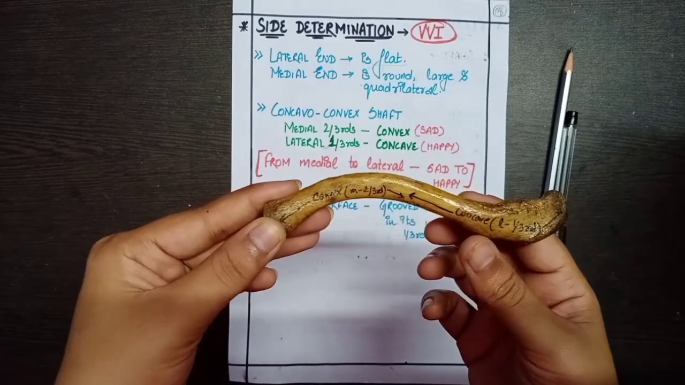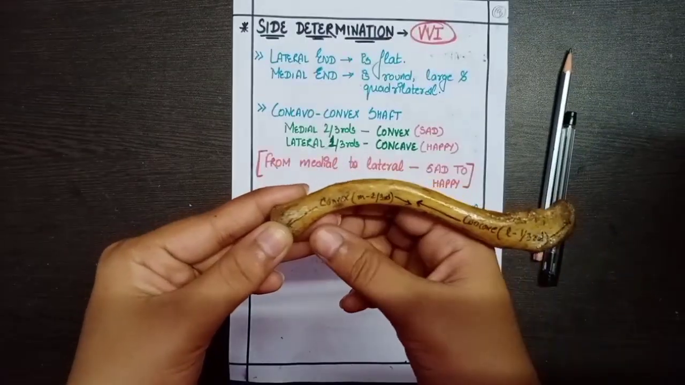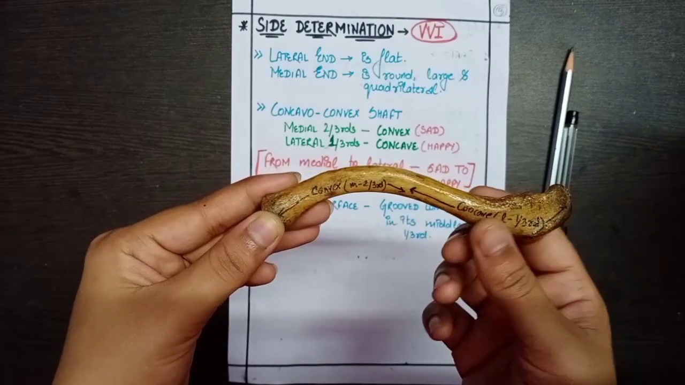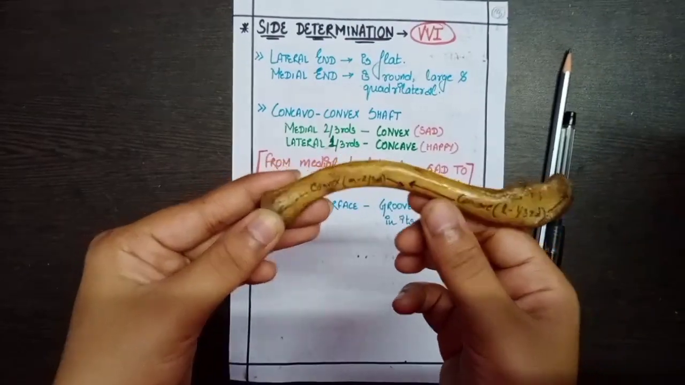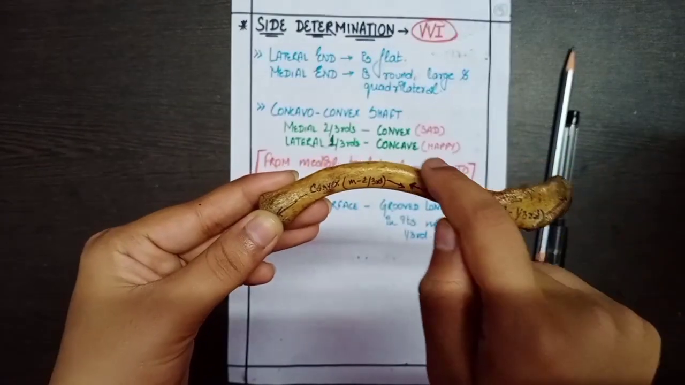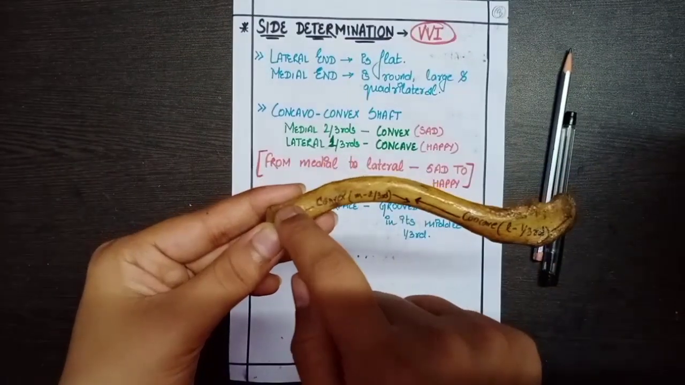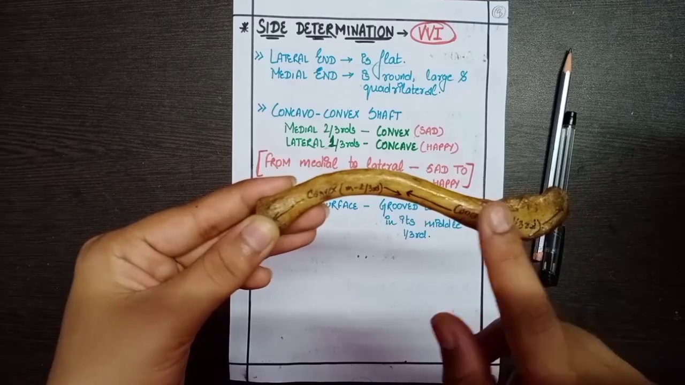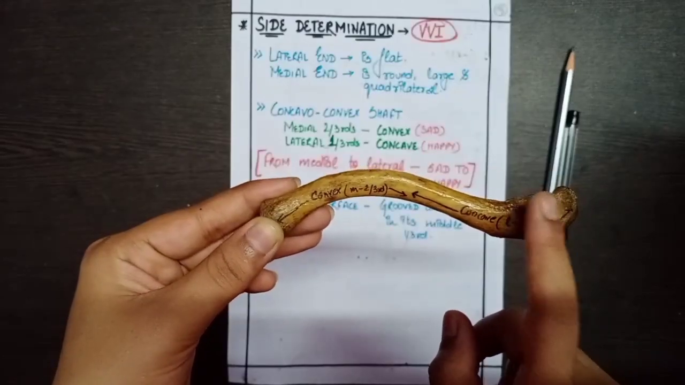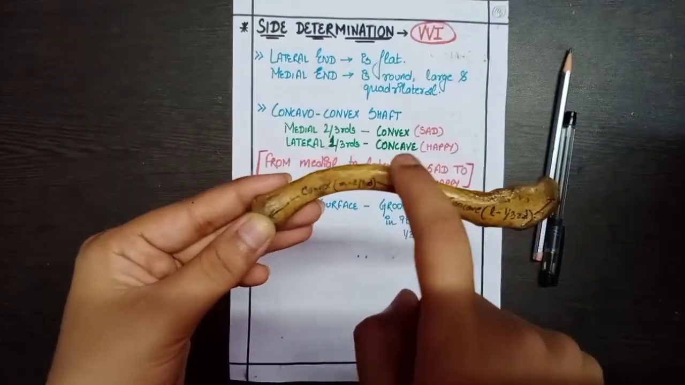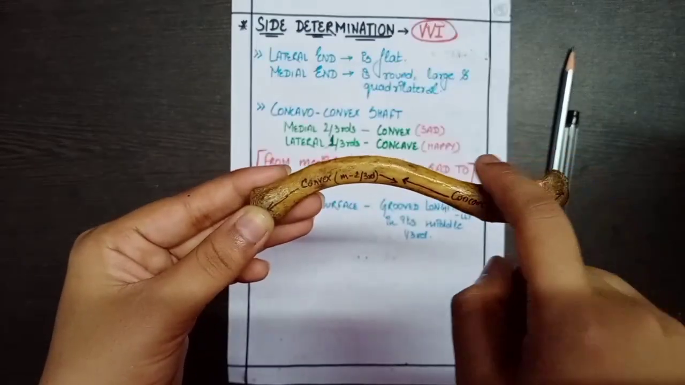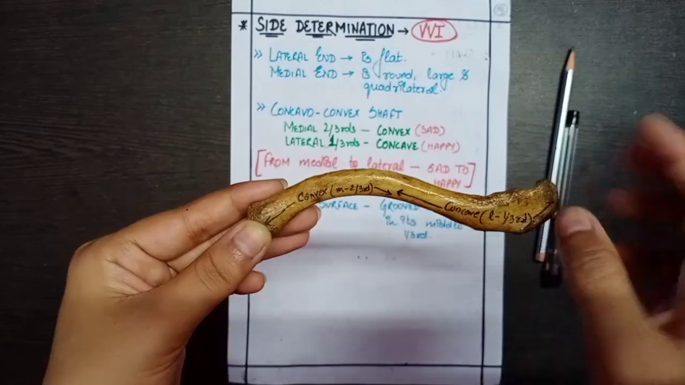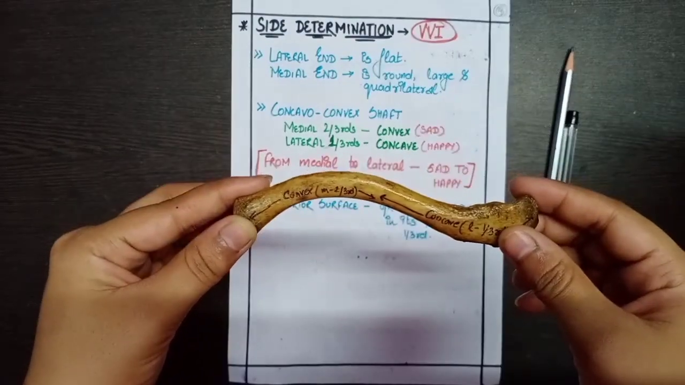Then the thing that you will see is your shaft. Your shaft will be concavo-convex from lateral to medial. First it's going to be concave, see here, concave and then convex. If you see it from medial to lateral, you will have a sad face and a happy face. Or from lateral to medial, concavo-convex. Those are the two things that you have seen.